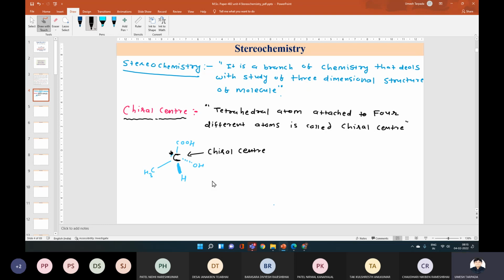Suppose two groups are similar, like here you have two hydrogens and two groups are different. Then this carbon is not called chiral. It is achiral, because you can take a plane which passes through these two different groups. So you can have a plane of symmetry.